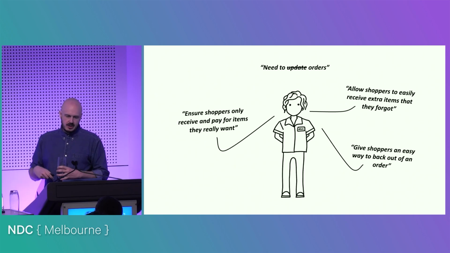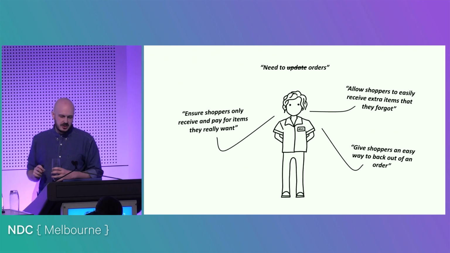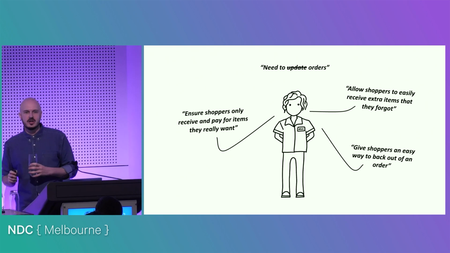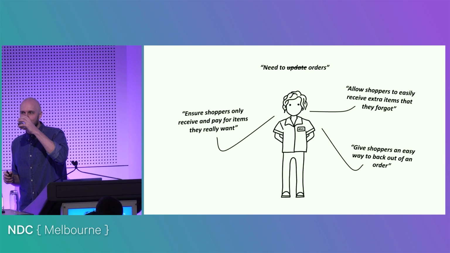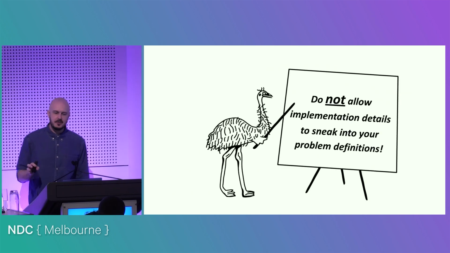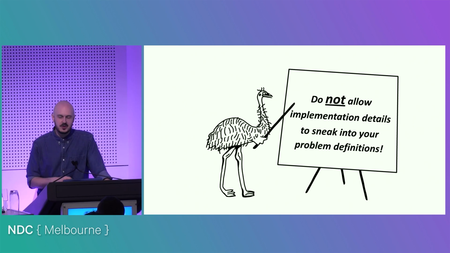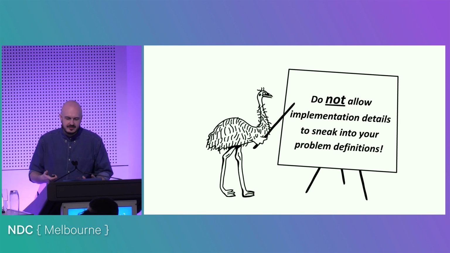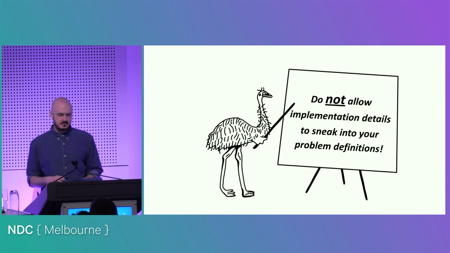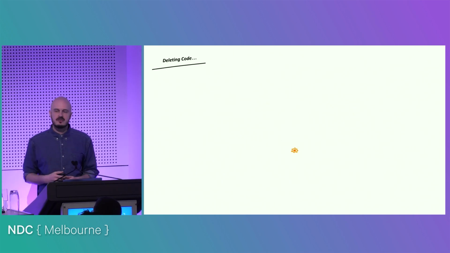So, what you'll notice here is in all of these nice new updated problem statements, none of them are using that horrible word update. So a key takeaway here for you is do not put implementation details in your problem statements. It's very easy to do, but at worst they become self-fulfilling prophecies, as we saw here, and at best they just massively restrict your creativity when coming up with solutions. So let's get rid of that horrible update order API and start afresh.